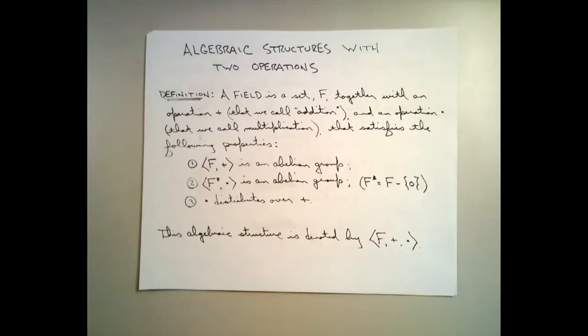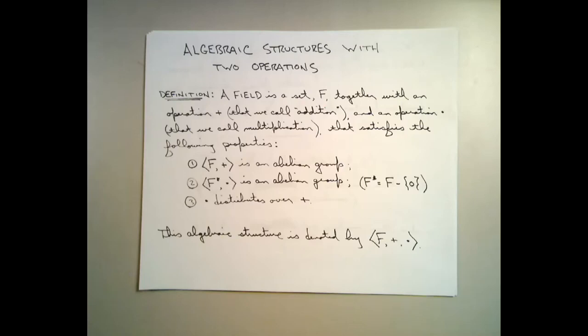So here it is. A field is a set, I'll call it F, together with an operation that we refer to as addition and an operation that we refer to as multiplication that satisfies the following properties. F under addition is an abelian group. F without the additive identity element is an abelian group. And multiplication distributes over addition.